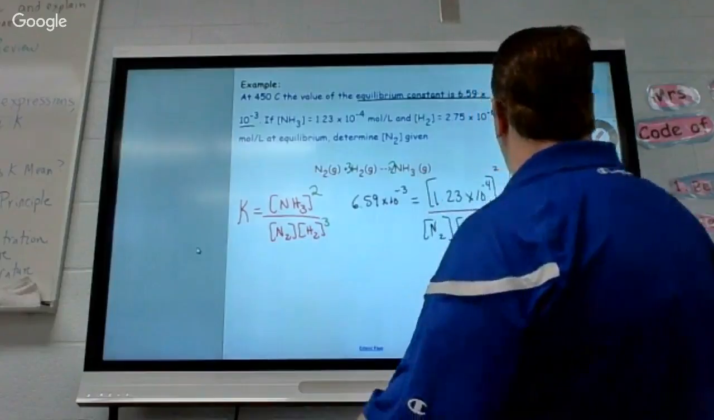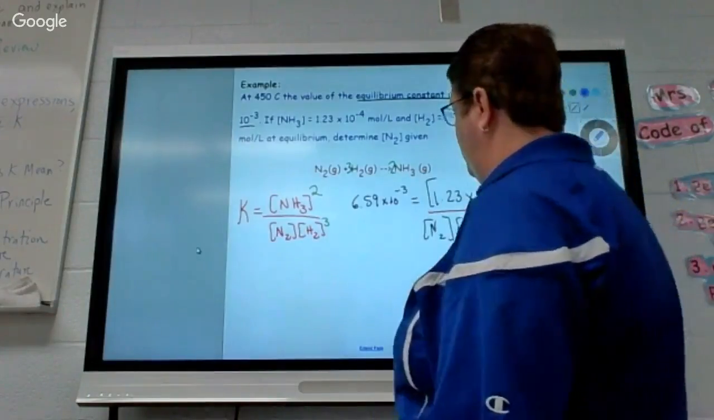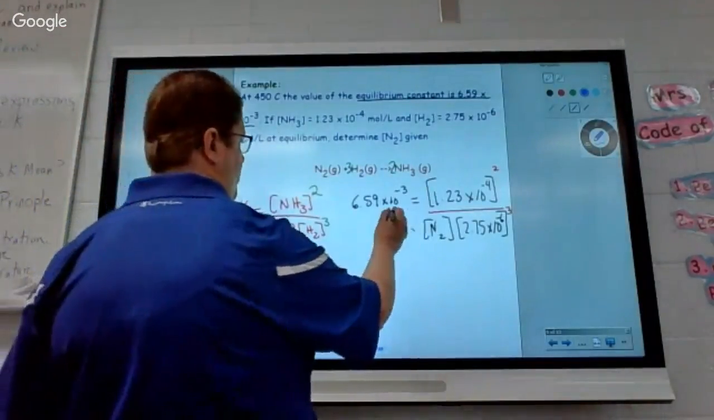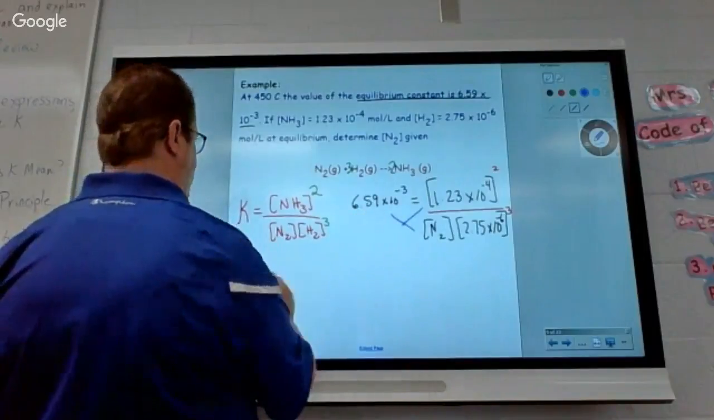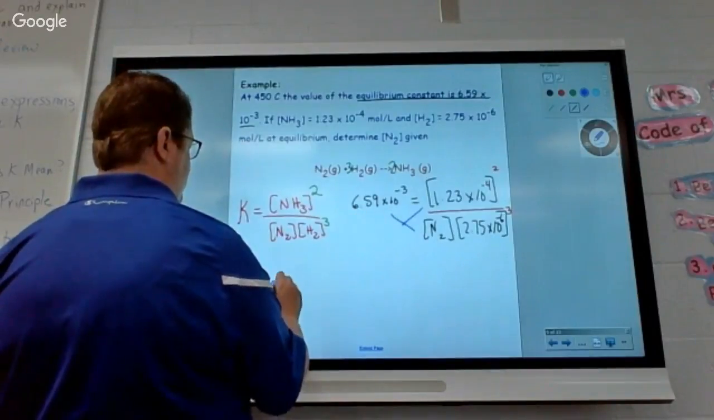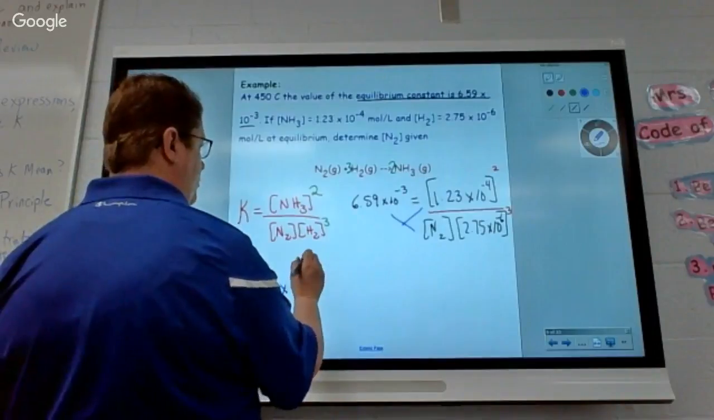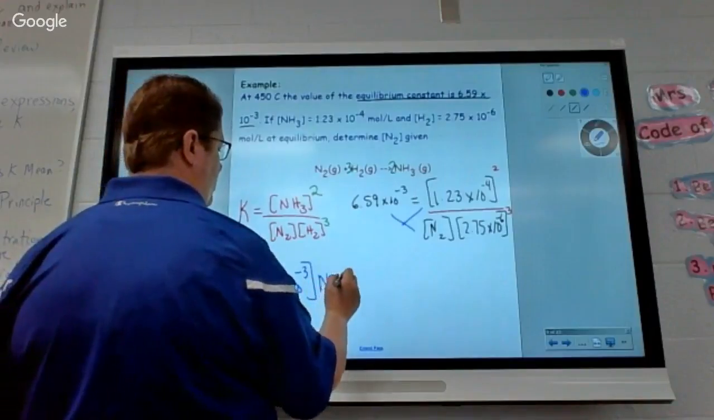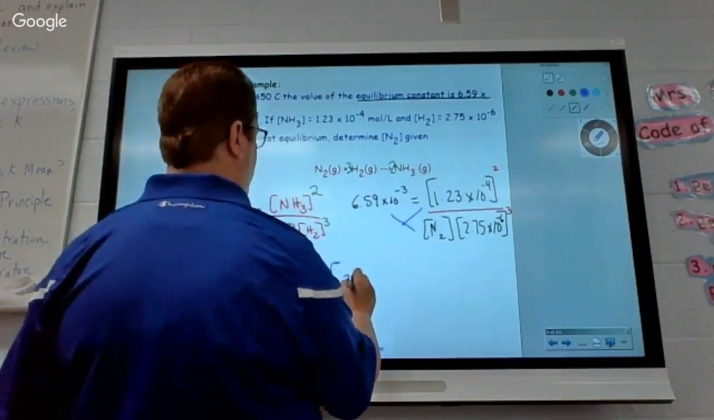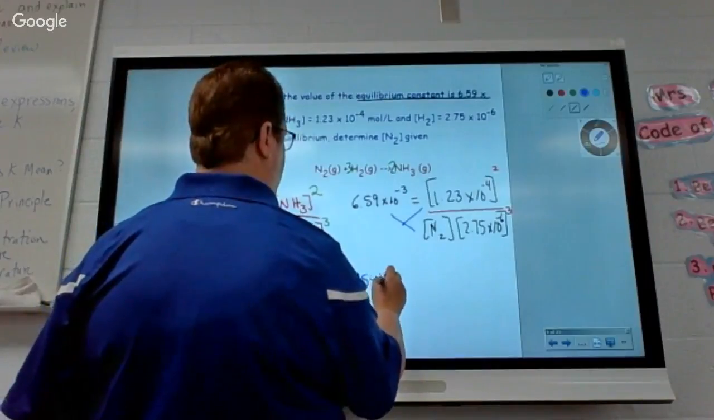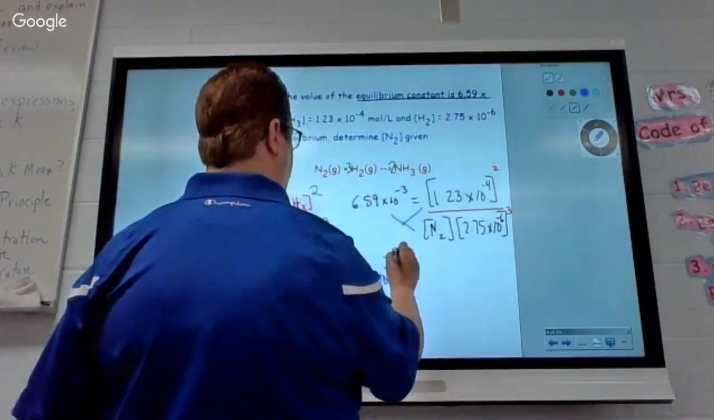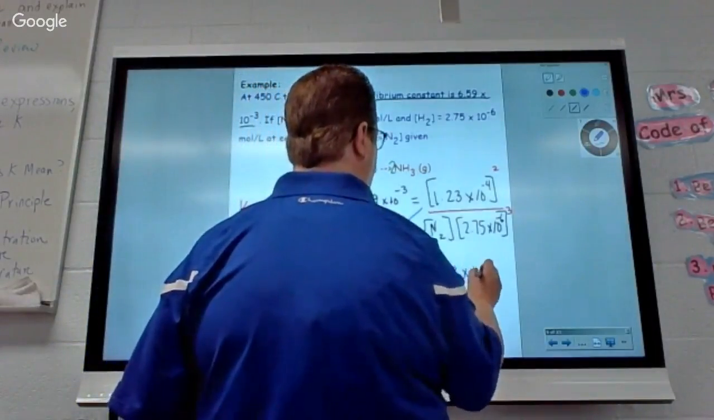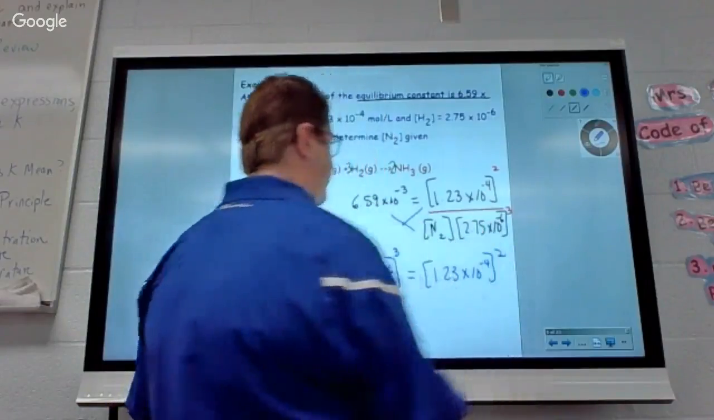All right, now you can go ahead and solve this any way you want. I'm going to go ahead and cross multiply. So I'm going to have 6.59 times 10 to the negative third times N2 times 2.75 times 10 to the negative 6 cubed equals 1.23 times 10 to the negative fourth squared.